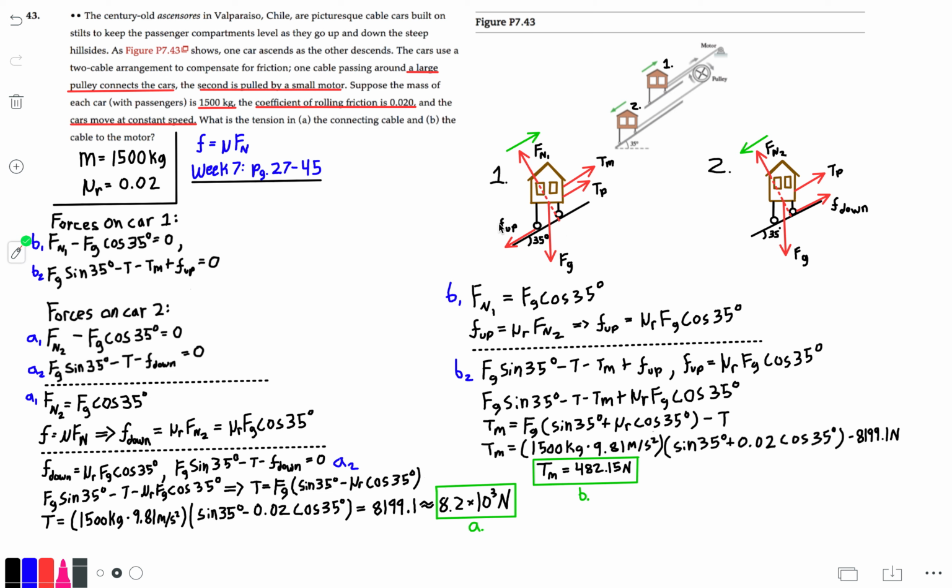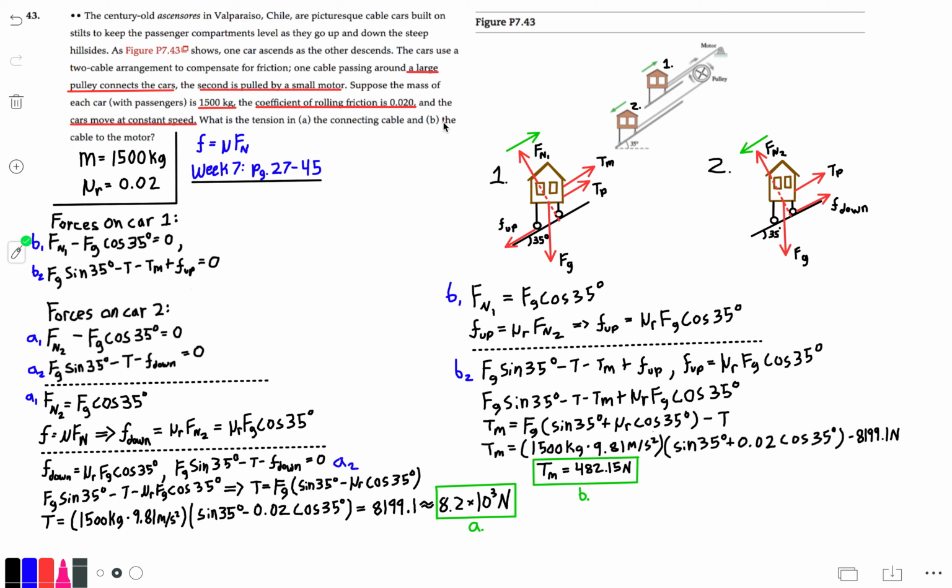When we're trying to find the tension in the connecting cable, we want to solve it for car 2, because car 2 does not have the force from the motor, so we can just solve for the pulley force. As you can see, I'm plugging in A1 into our frictional force equation, which is the coefficient of friction times the normal force. Then I'm plugging this into A2, which is our forces in the x direction, which leaves me with this equation for tension, which I can solve and get 8.2 times 10 to the 3 newtons.